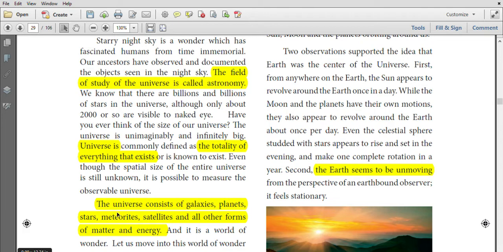What is a meteorite? Small rocks revolving around the planet are called meteorites. What is a satellite? A heavenly body revolving around the planet is called a satellite.